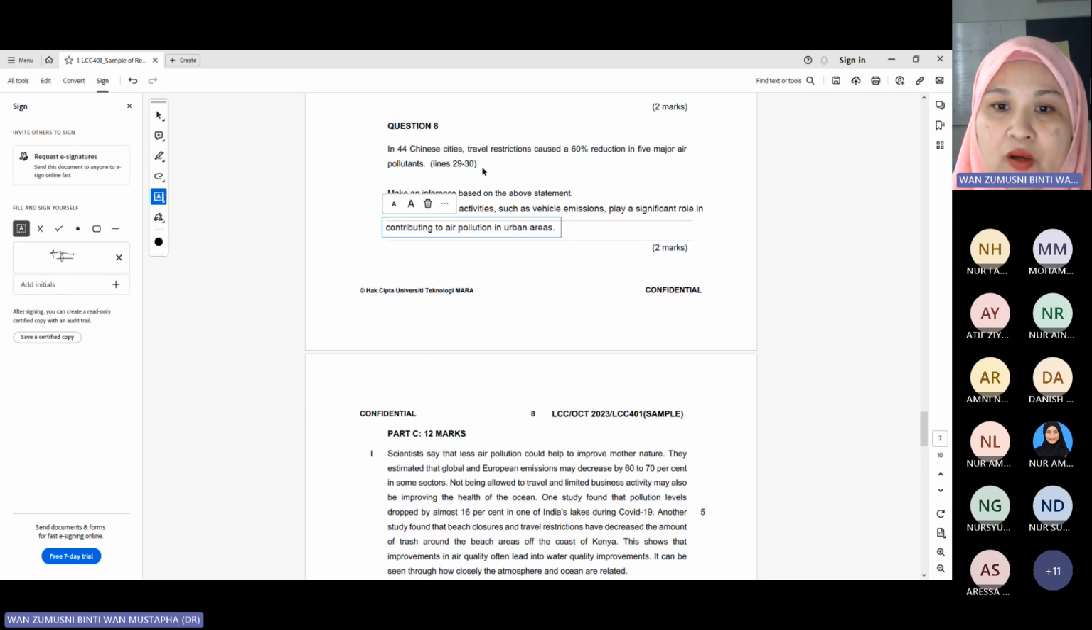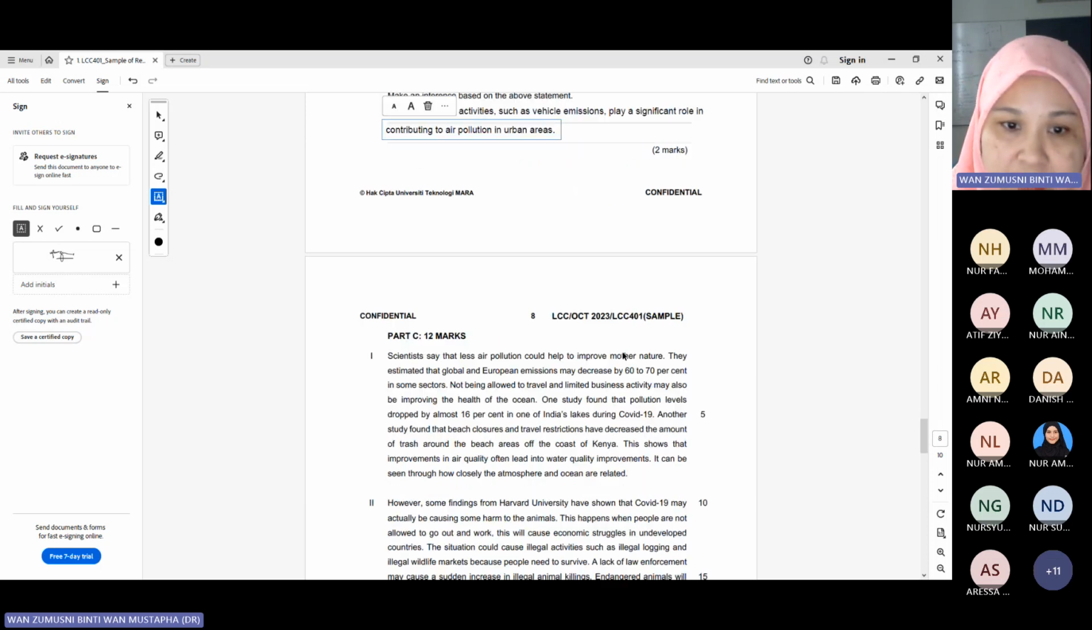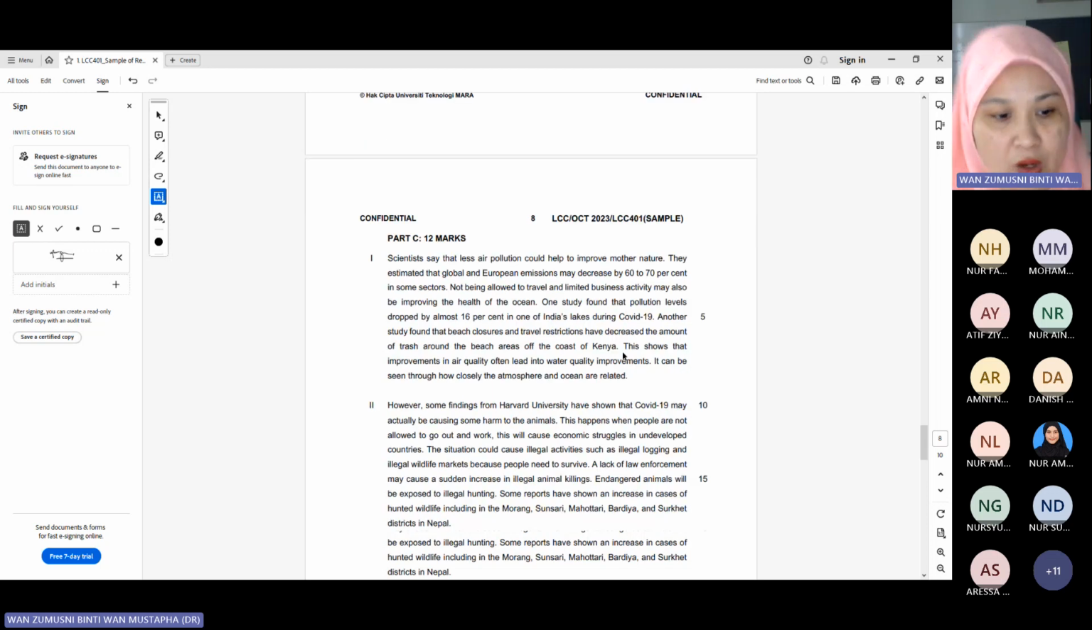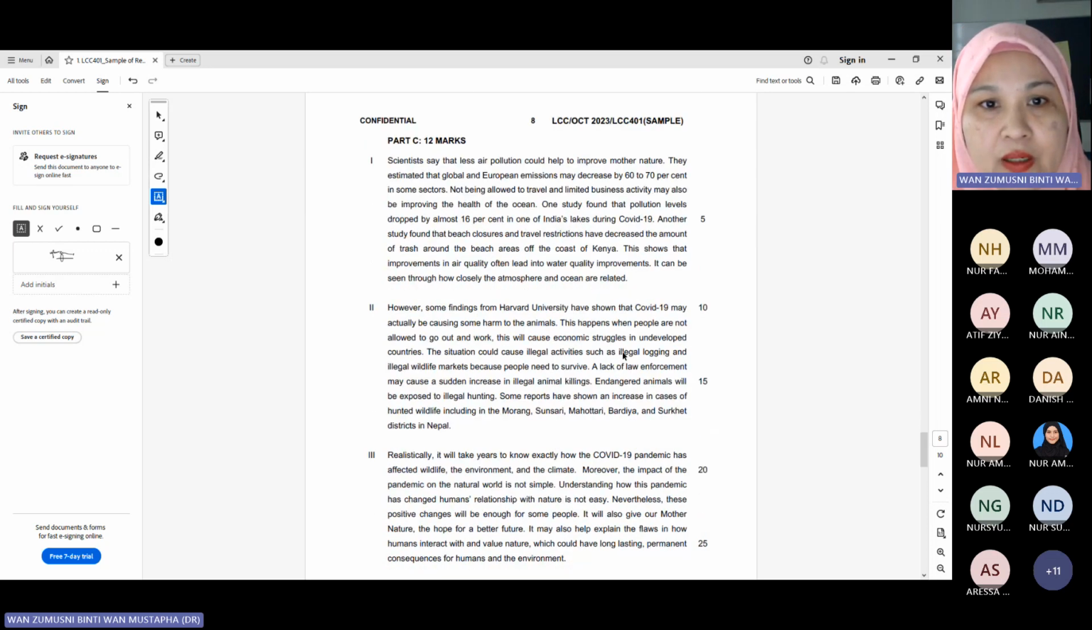Okay. If your wording for question 7 or 8 is not exactly the same, you can refer to me, whether you deserve 2 marks, as long as the gist is there. Question 7 is on paraphrasing. Question 8 is on inference, making inference. And now we are on the last part, the last part of the question paper, part C, 12 marks. Still on the same theme on air pollution.